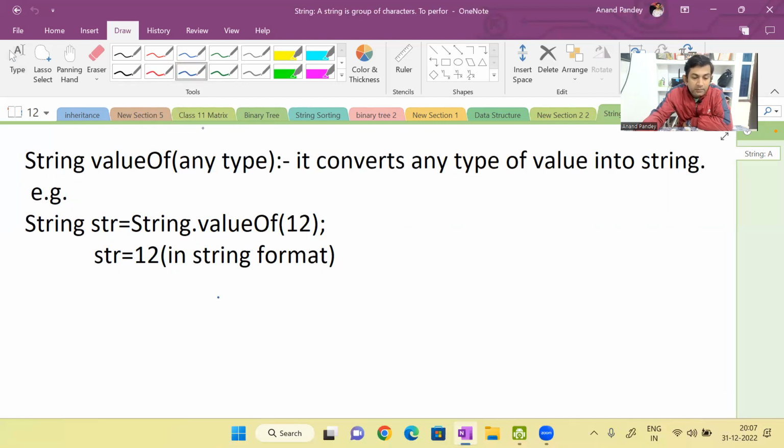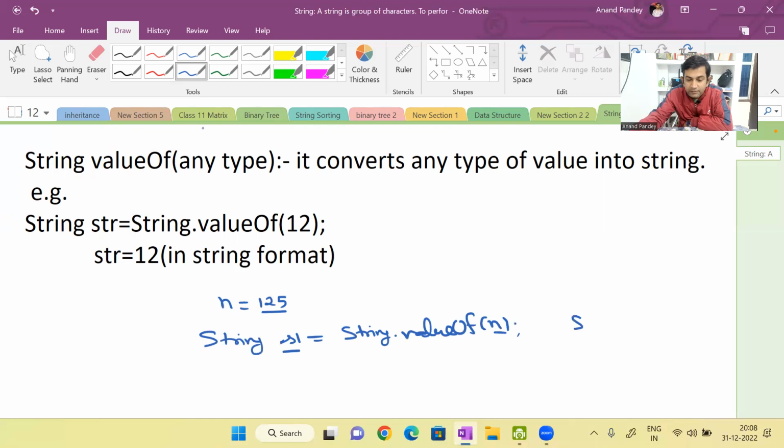Consider you want to count the number of digits of a number. Consider n is a number, here 125. We want to count the number of digits of this number. So what you can do is convert this number n into string type by using the function String.valueOf, and here you write n. n is of int type, it will be converted into string. So the value of s1 will be what? 125 in string format.